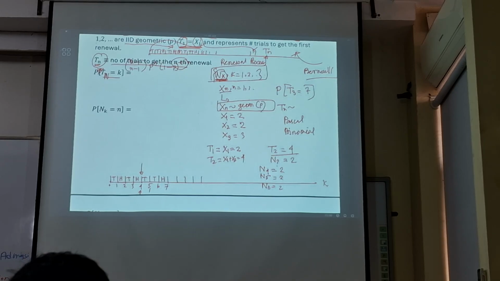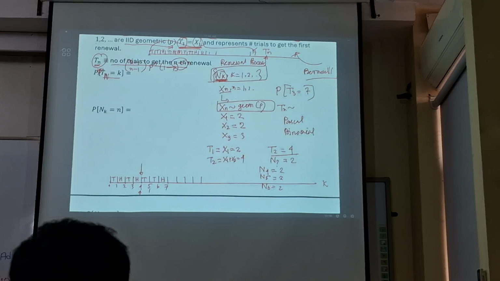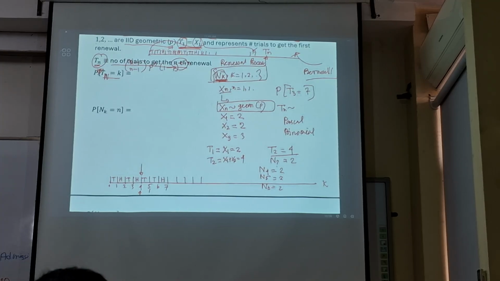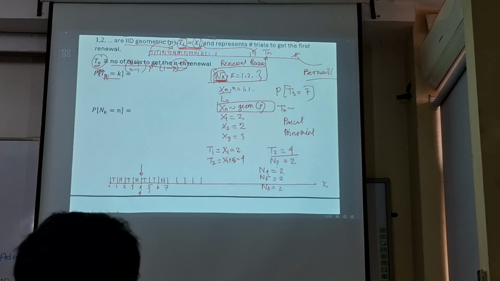Because geometry is what? Repeating something until you get the success. And a geometric random variable has the first success property, has the number of trials property, right?